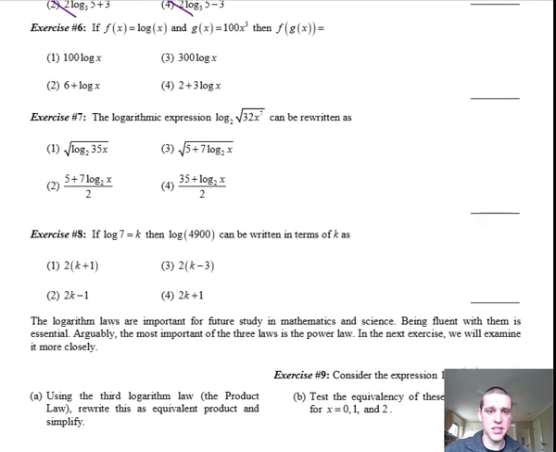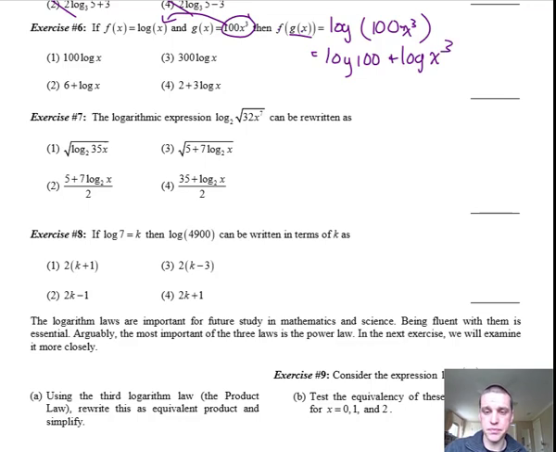Let's see here. 6. F of g of x. We're looking at a composition. So I'm taking what g of x is and I'm plugging it in for x. So I can say f of g of x equals log of 100x cubed, because that 100x cubed is going to replace the x that's in for f of x. So 100x cubed. I notice that it's multiplication, so I immediately say log of 100 plus log of x cubed.